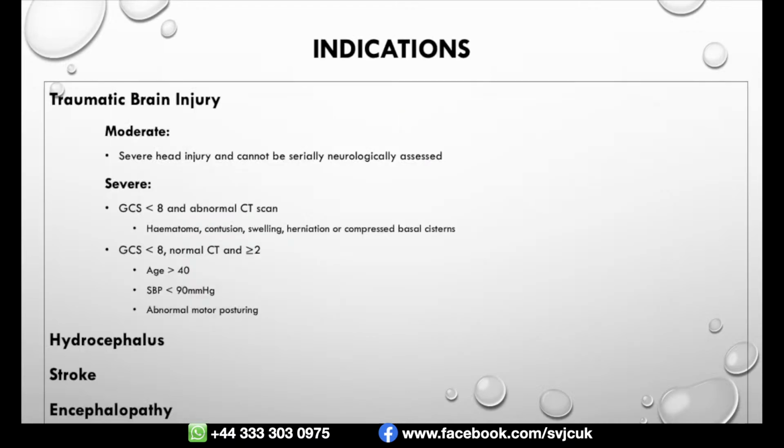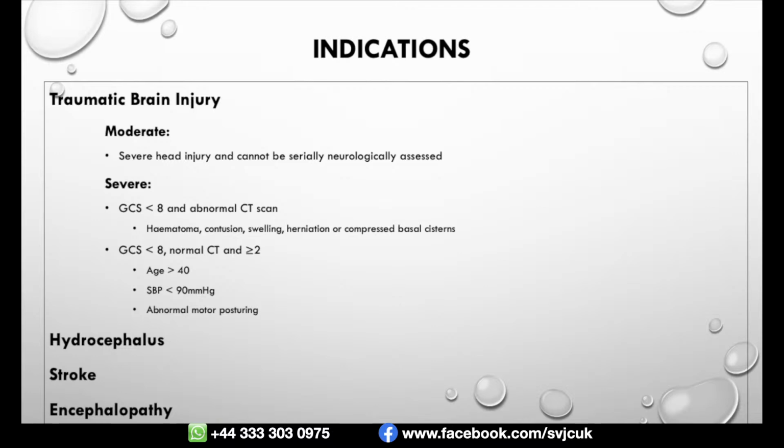So indications for monitoring ICP include traumatic brain injury, and this may be in the context of a severe head injury where the patient cannot be serially neurologically assessed, which may be because they have either been intubated and ventilated or they're unable to comply with the examination, or a severe TBI where they've got a Glasgow Coma score of less than 8 with an abnormal CT scan. And what we mean by that is the presence of a hematoma, contusions, swelling, herniation or compressed basal cisterns, or a GCS of less than 8 with a normal CT and 2 or more of age over 40, systolic blood pressure of less than 90 millimetres of mercury, or abnormal motor posturing.